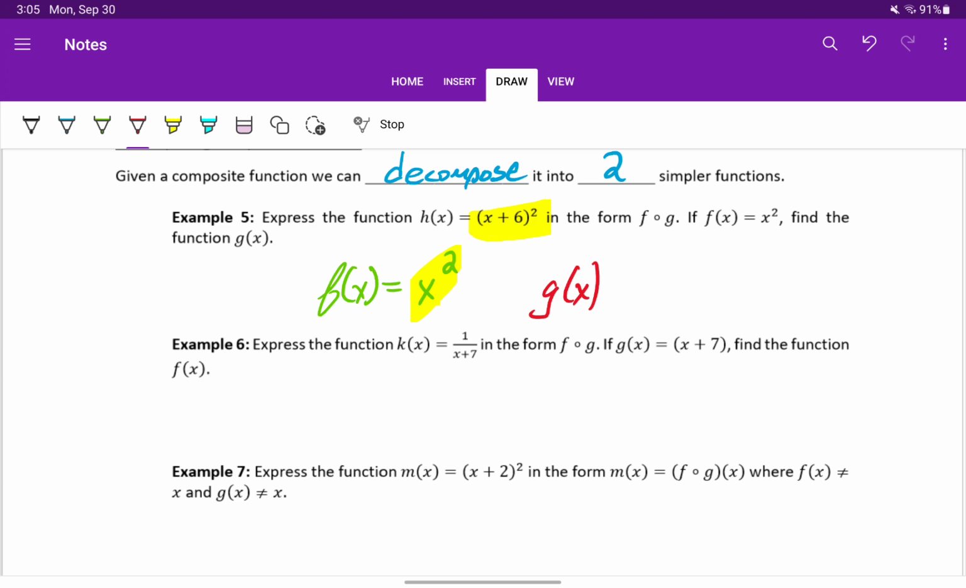Whichever function comes second, we can think of that as the interior function. So in this case, what we have is an interior function of x plus 6 being substituted into x squared. And that's how we're getting that expression, x plus 6 raised to the second power.